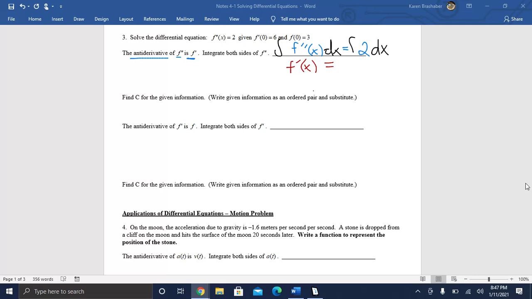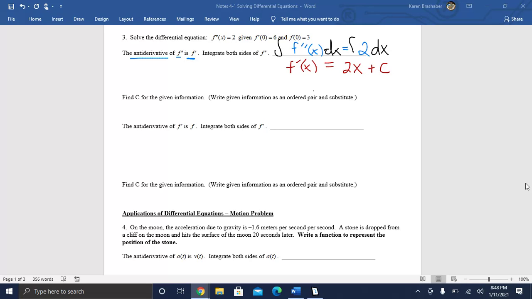And I didn't say it on the front, but when we're doing this solution of differential equations, we only add c to the side that is not the function name. So in this case, we have the antiderivative of 2, which would be 2x, and then plus c.